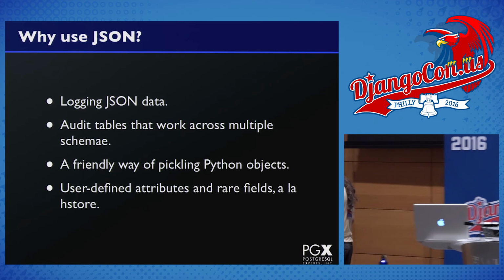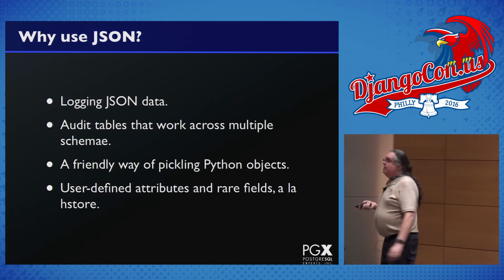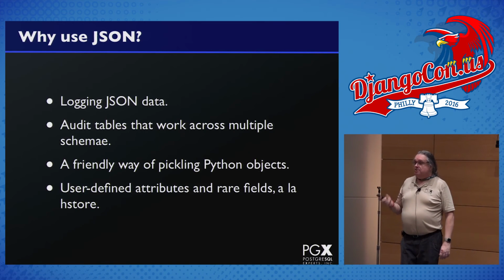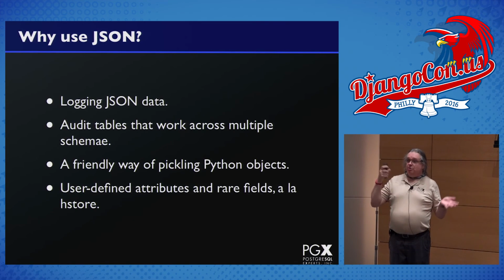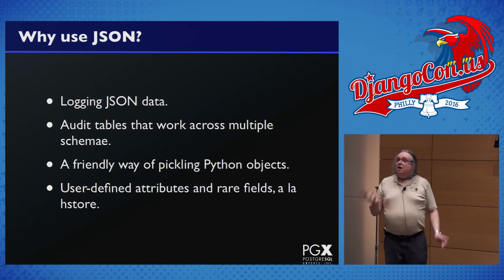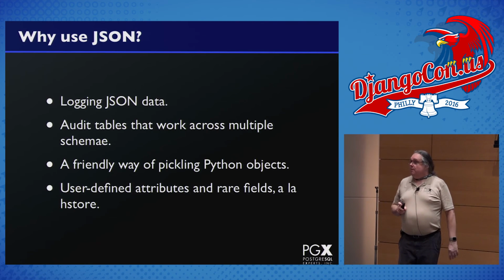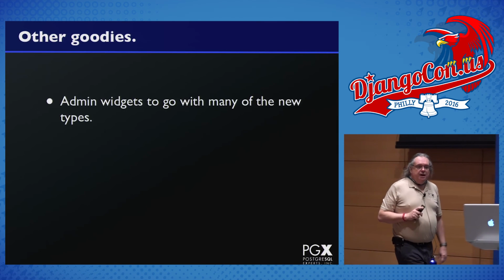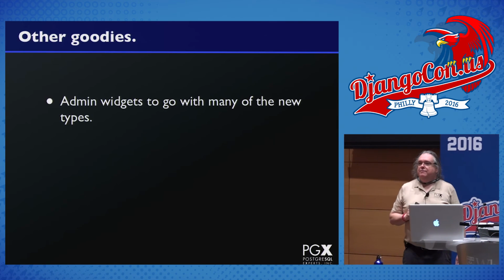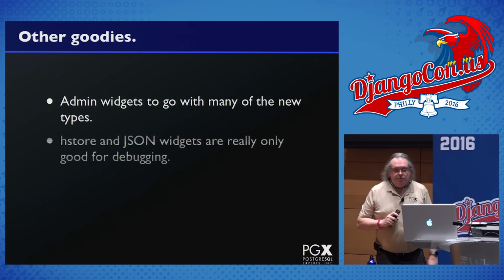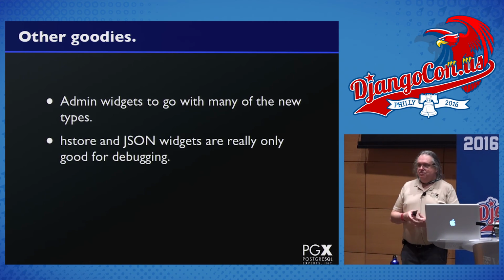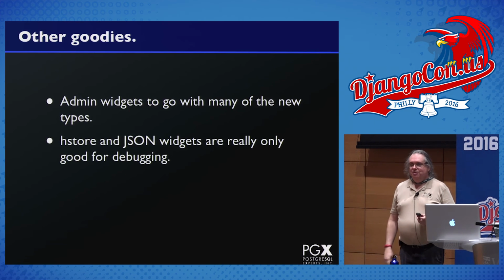And you can use it for attributes or rare fields. For example, you're building a system and you're going to deploy it, but your model is what it is, and you want the user to be able to create their own objects, like it's an inventory control system and they want to be able to create color or size or something like that. You can store them in JSON, so you don't have to modify the schema in the field. And there are other goodies. Everything has admin widgets that go with it, of course. The HStore and JSON widgets are really only good for debugging, because it just gives you this text and burp, and there you deal with it.